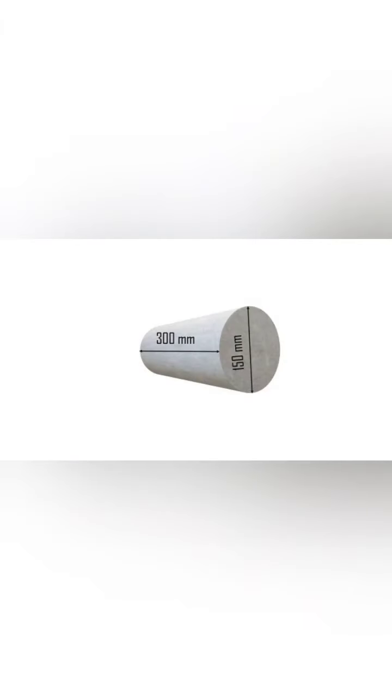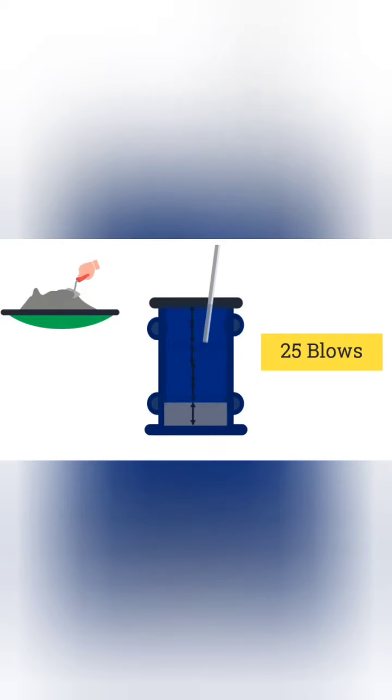The specimen used for this method is cylindrical in size, with dimensions of 150 mm in diameter and 300 mm in length. The instrument used for this method is the universal testing machine. The specimen is prepared in the standard manufacturing procedure and placed in the mold in layers and tamped using 25 blows for each layer.